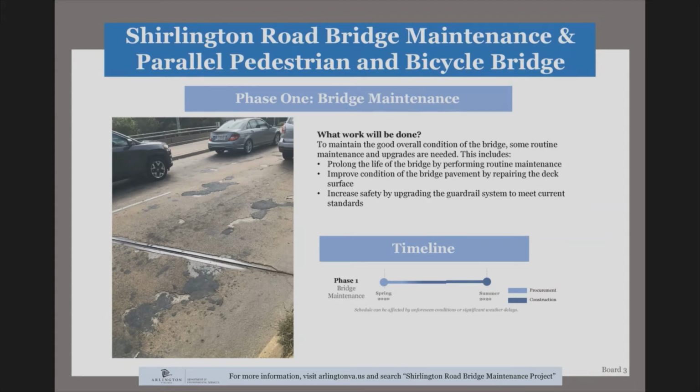We are also planning to upgrade approach guardrails, transitions, and end treatments to meet current standards. Then we're planning to repair the delamination and spalls on the substructure. And finally, we are planning to clean and spot paint areas of light surface rust on the superstructure. Hopefully by doing this, we're also planning to repair and replace some of the joints that you see currently on the deck that are in bad shape. If you have any questions, please let me know.